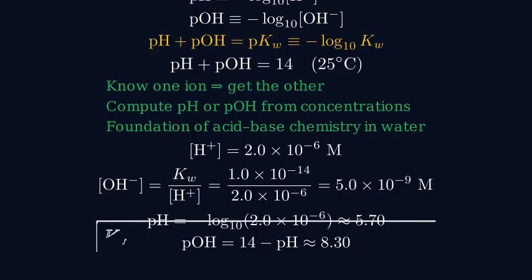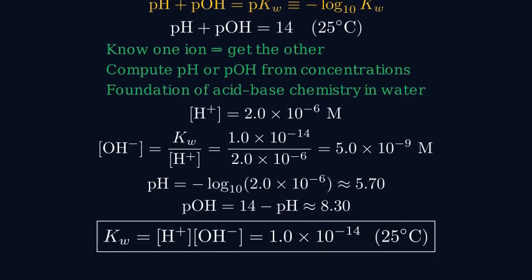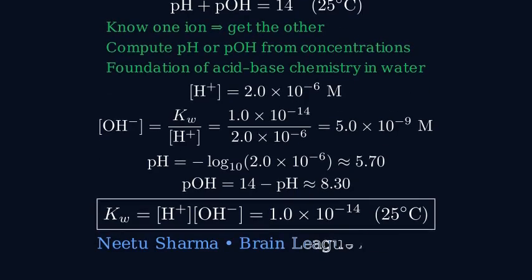Key takeaway. At 25 degrees Celsius, Kw equals [H+] times [OH-] equals 1.0 times 10 to the negative 14.